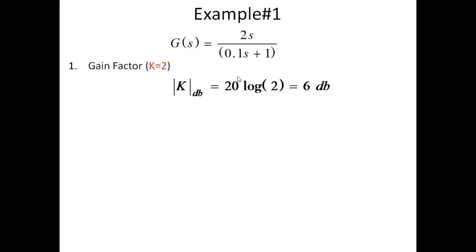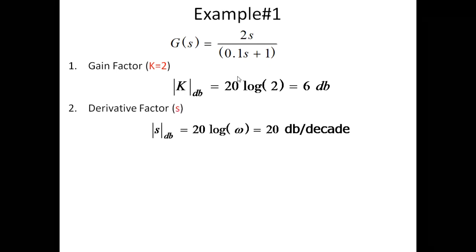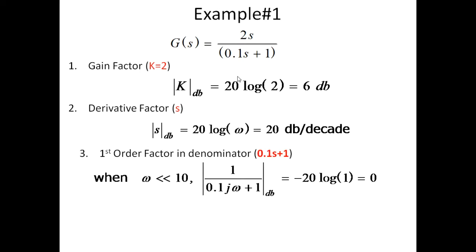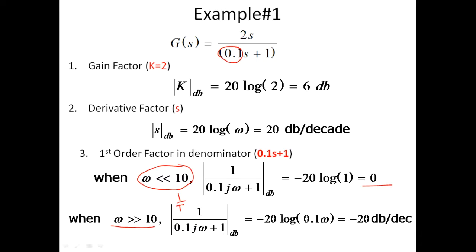So for the gain factor, 20 log 2 equals 6 decibel. For the derivative, 20 log W is 20 decibel per decade, and for the first factor, 1 over T is 10. So if W is less than 1 over T, which is 10, the magnitude equals 0. And when W is greater than 10, for high frequencies, the magnitude will be minus 20 decibel per decade.